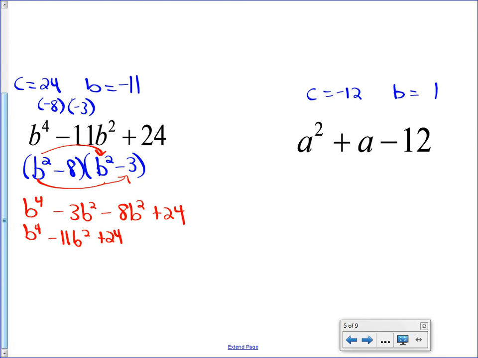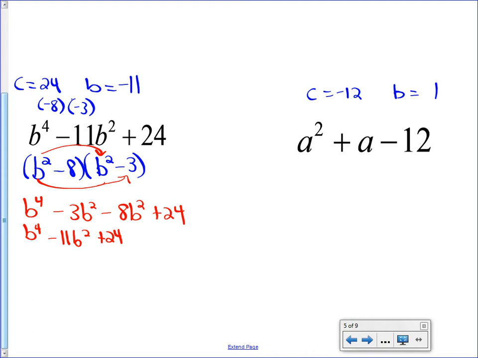Okay, so I always look at what I have to multiply. What numbers do I get to multiply? Well, I can get 12 in a bunch of different ways. If I do this off to the side, I can get 12 by doing 1 times 12, 2 times 6, 3 times 4. Which one of those possibilities will add to 1 when I do it? Rob? Good. It has to be 4 and negative 3 in order for that to work.